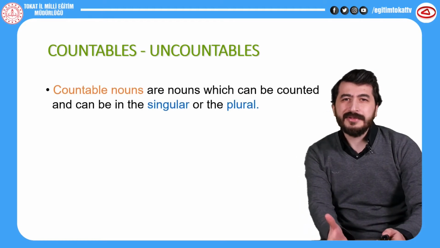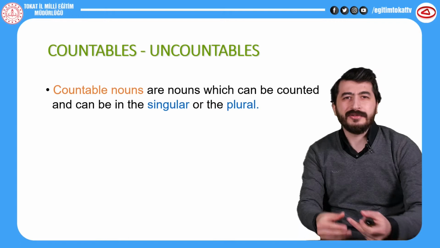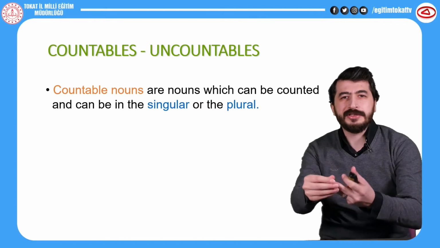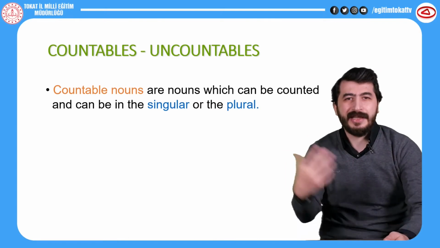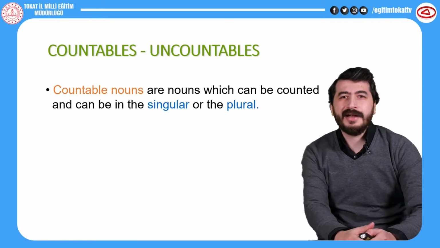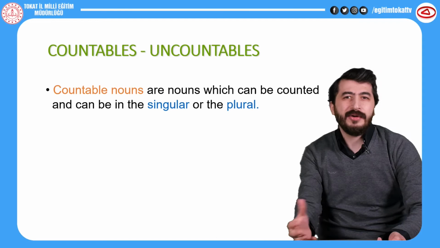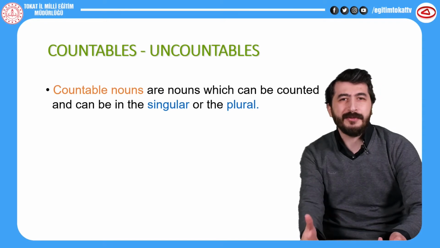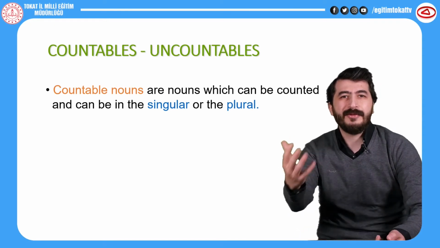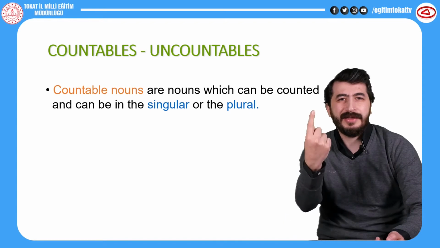Countable nouns. Countable means you count something. 1, 2, 3, 4. Countable nouns are nouns which can be counted and can be in the singular or the plural way. Plural, more than one. Singular, only one.